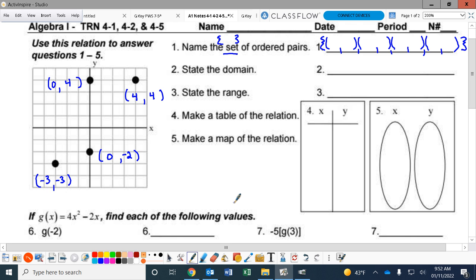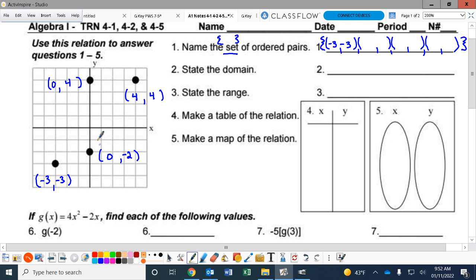If all you do is parentheses, you're not getting credit, guys. These have braces around them. Braces. Okay, which point would come first? The -3, -3. We've got to go least to greatest based on the x, based on the domain. So -3, -3. Do you see the next one?